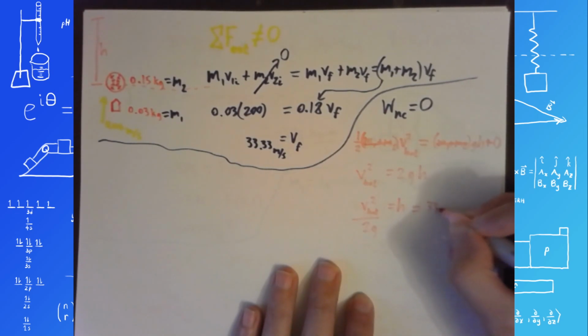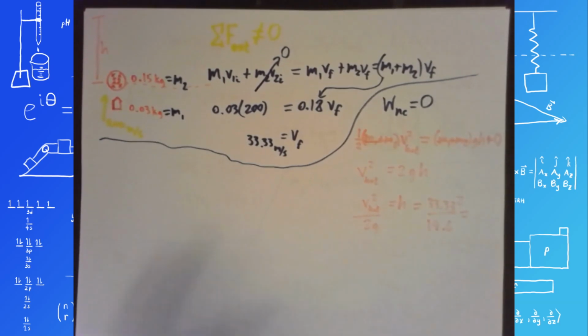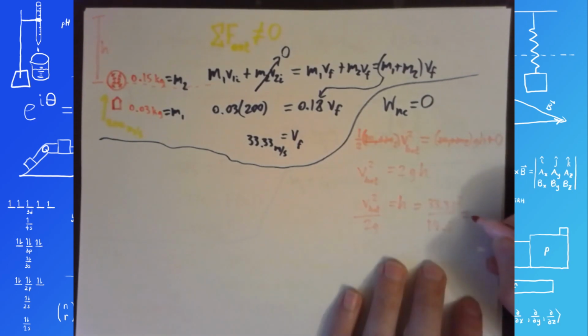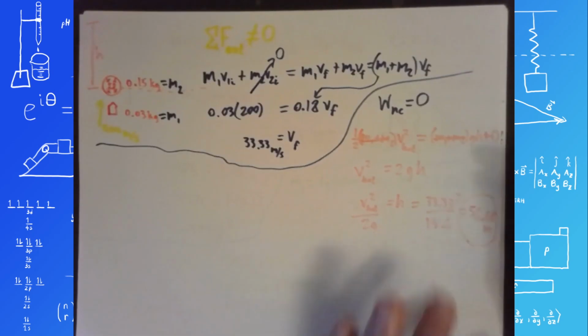equals 33.33 squared over 19.6, which is 56.678. I'm going to say 56.68 meters. And I don't even have enough space to circle it, do I? Just barely.